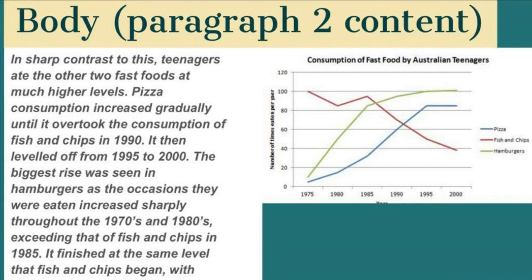The biggest rise was seen in hamburgers, as the occasions they were eaten increased sharply throughout the 1970s and 1980s, exceeding that of fish and chips in 1985. So it finished at the same level that fish and chips began, with consumption at 100 times a year.